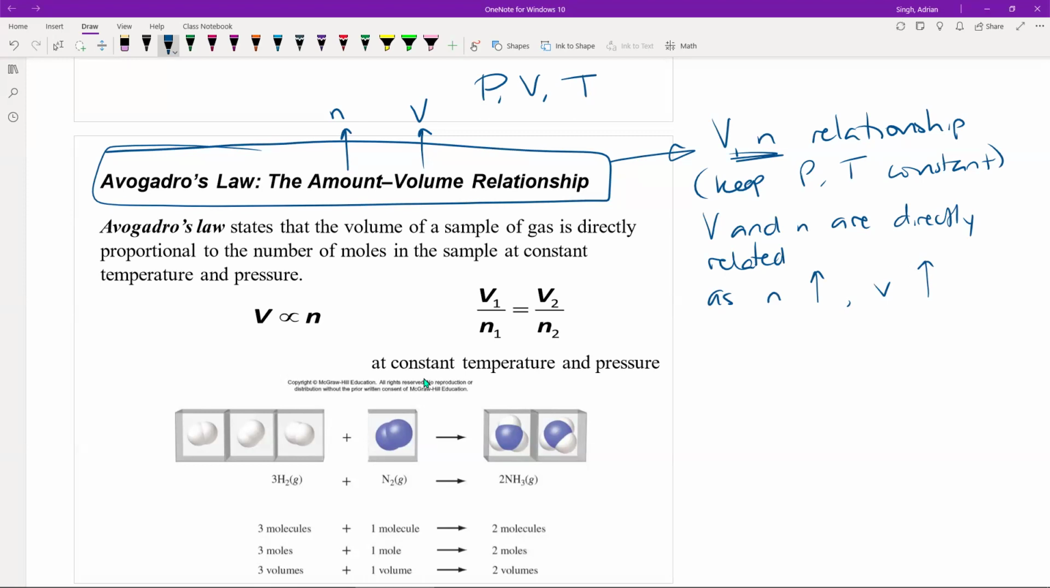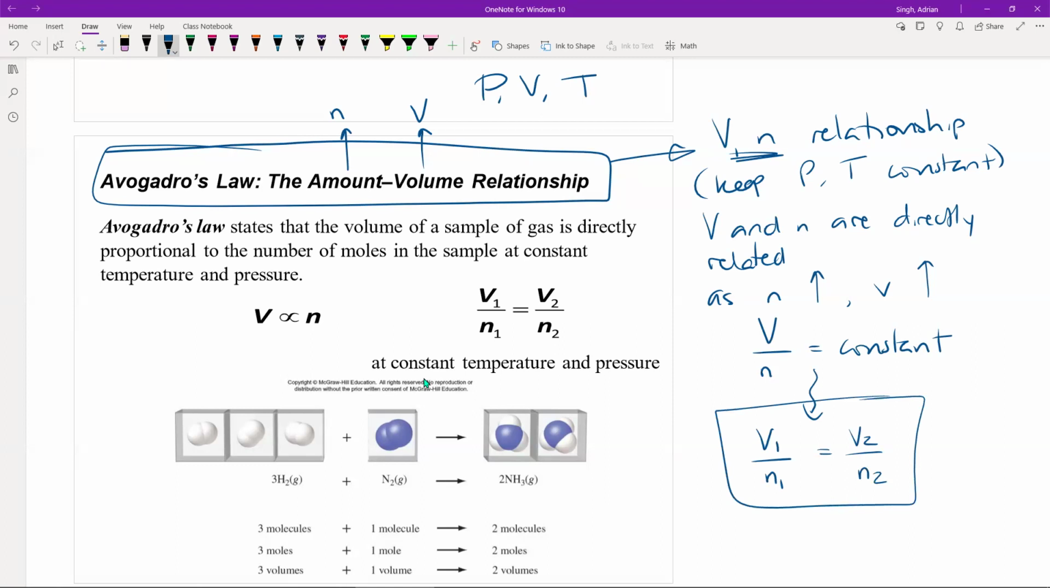So just like with the previous 2 gas laws we looked at where there were direct relationships, we can make some mathematical equations to relate these two. We can say the volume over the amount, N, is equal to a constant value. And then when we relate this now to our initial and final conditions, we can say that V1 over N1 should be equal to V2 over N2, right? And again, this is the form that is going to be useful to us when we start doing our calculations down the road.